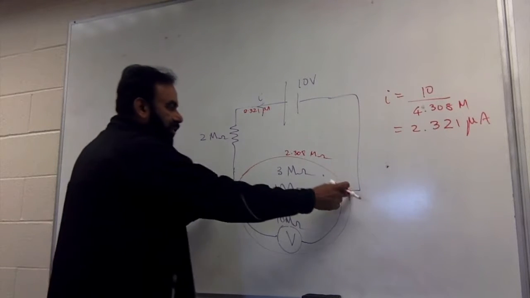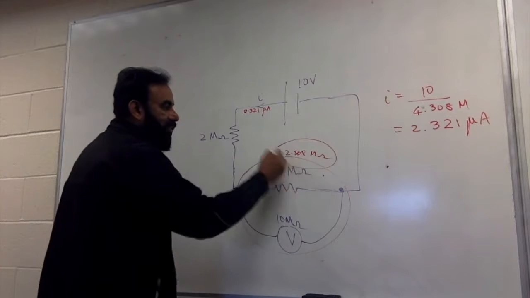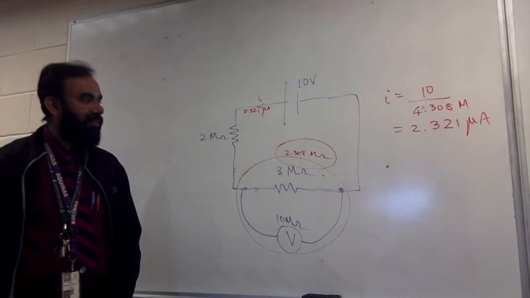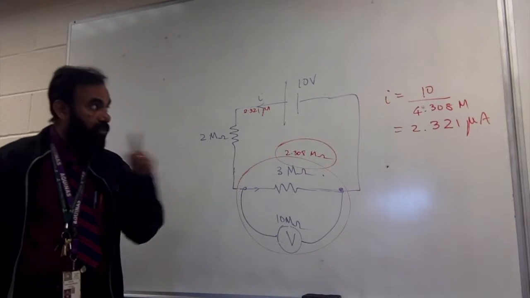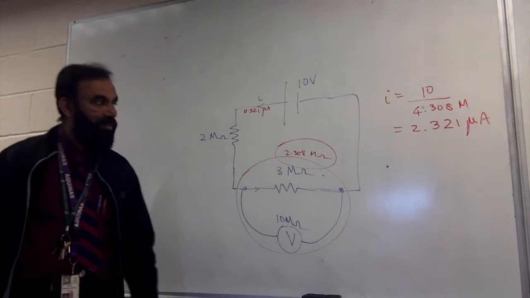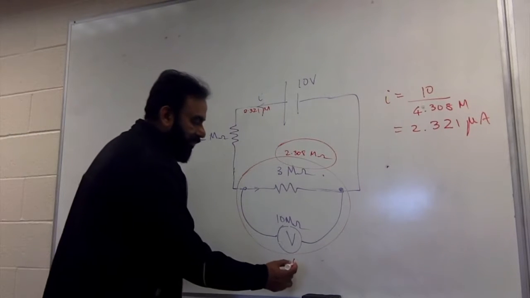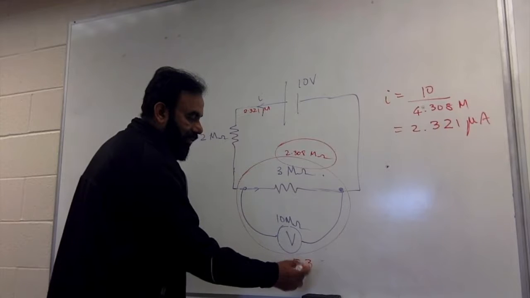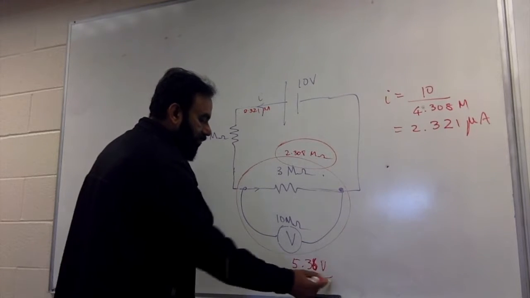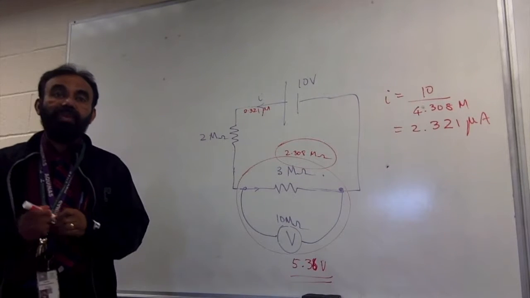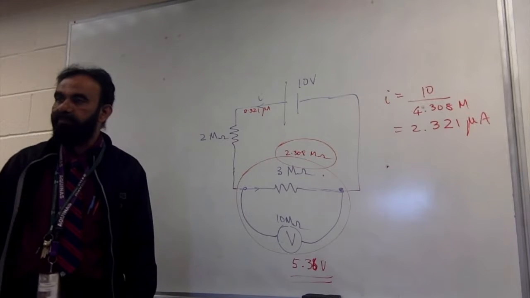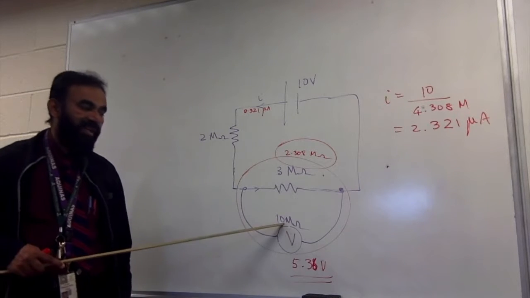Now to find the voltage across here, multiply that current with this. That will tell you the voltage. So multiply 2.321 microamperes with 2.308 mega ohms. 5.357 volts. Almost 5.36 volts. Look at that. It was supposed to read 6, but it goes and reads 5.36 volts because this is not really infinite.